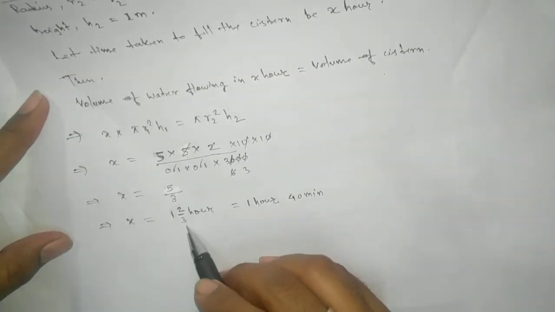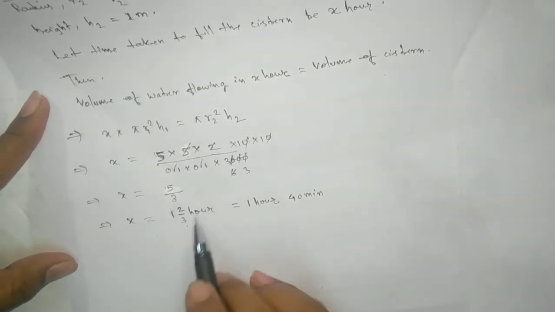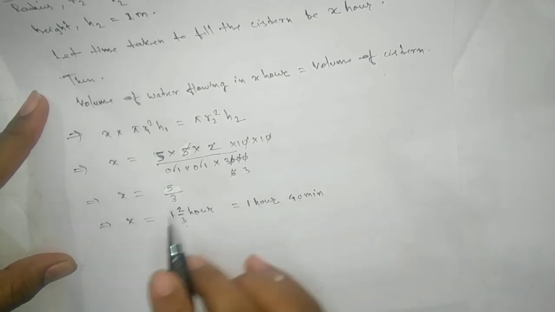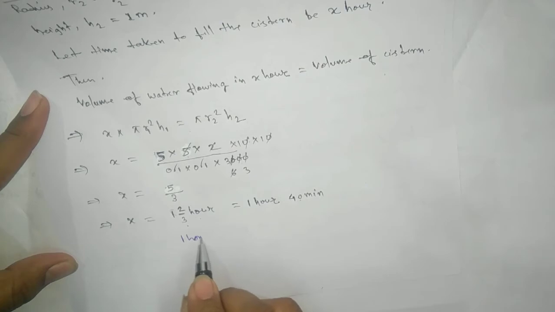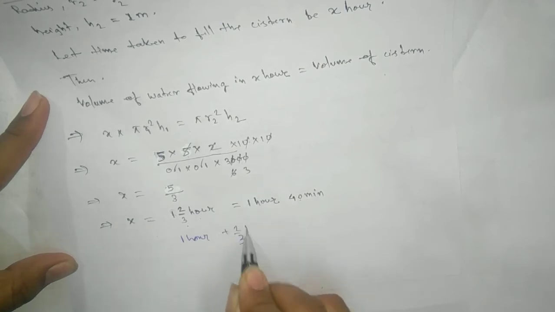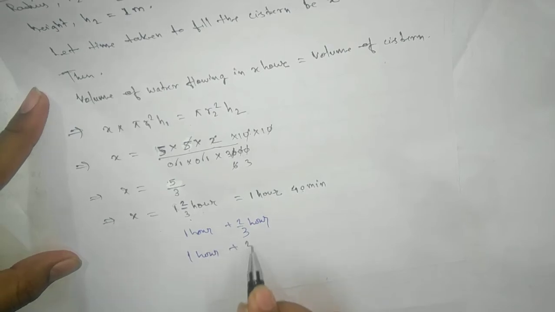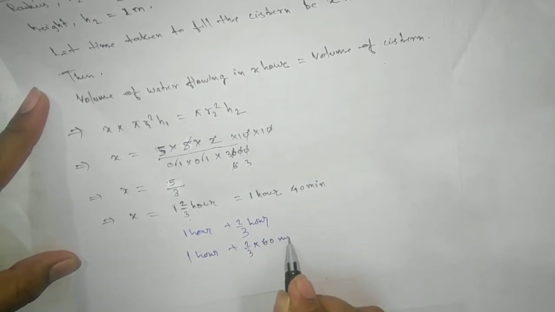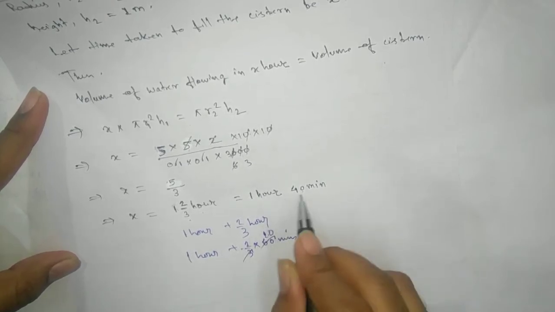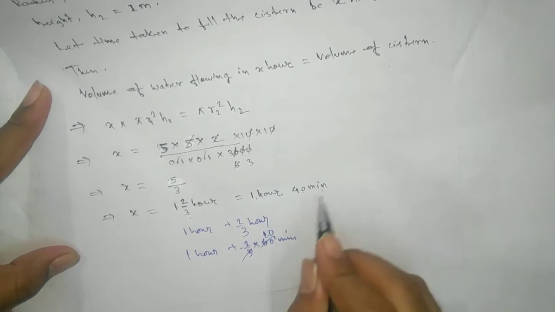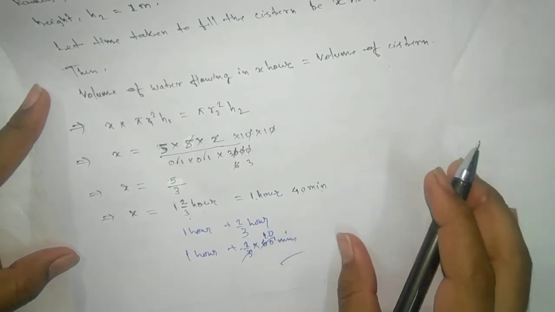So convert it into a mixed fraction. After converting, many students are facing a problem converting from this to this. Let's try to understand. This means 1 hour plus 2 by 3 hour. This means 1 hour plus 2 by 3 into 1 hour, and 1 hour means 60 minutes, and this cancels here, we are getting 20, 2 times 20 is 40. So 2 by 3 hour equals 40 minutes. Okay, this way we need to convert.